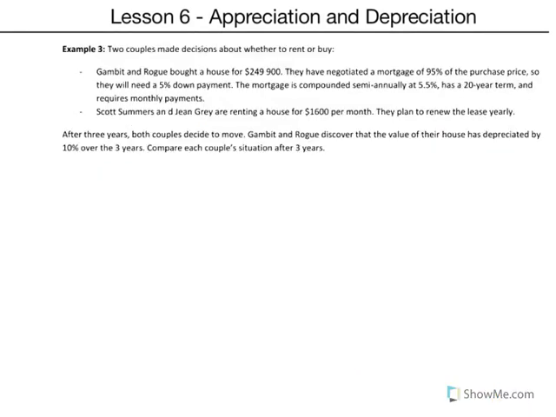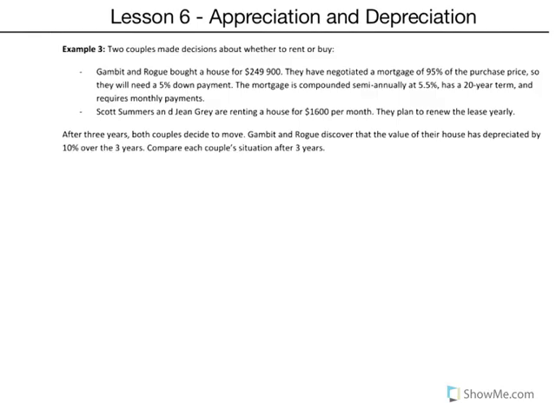Alright, last example, example 3. Two couples made decisions about whether to rent or buy. Gambit and Rogue bought a house for $249,900. They have negotiated a mortgage of 5% of the purchase price, so they will need a 5% down payment.